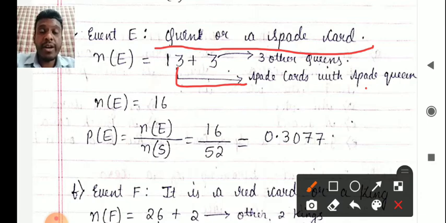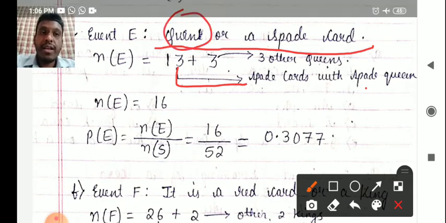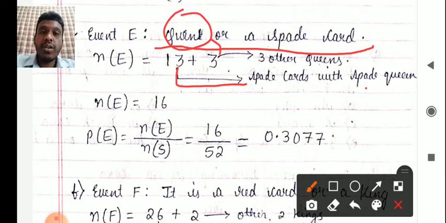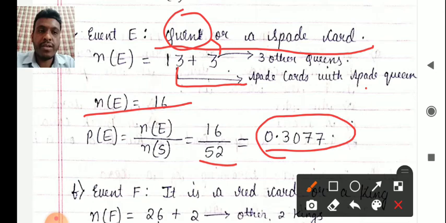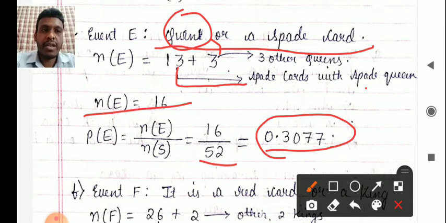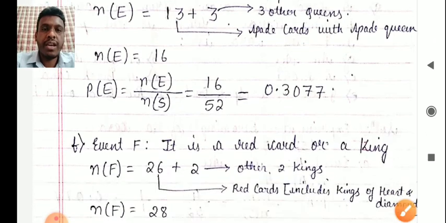Queen of spade is already included in these 13 cards, so the remaining other 3 queens, okay, there are only 3 other queens remaining. So 13 plus 3, it is not 13 plus 4, remember, it is 13 plus 3. So total number of items in set E are 16. 13 spade cards, which includes the queen of spade, plus the other 3 queens. So this is equal to 16. So probability of E is equal to n of E upon n of S, which is equal to 16 upon 52, which is equal to 0.3077. And today's last part we'll take after this. If you understood, it is similar to this one, E. So F part.